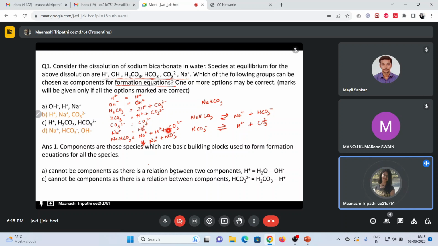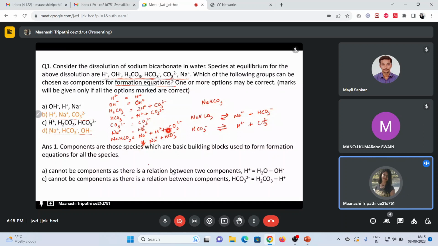Okay, so we can see the maximum number for making all these components. What do we basically need? H plus, sodium and CO3. Okay, and as you can see from this example, this is also the solution.